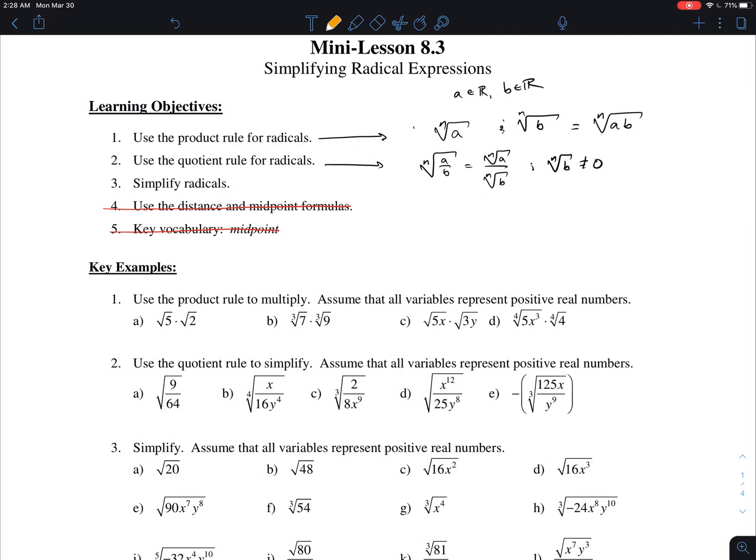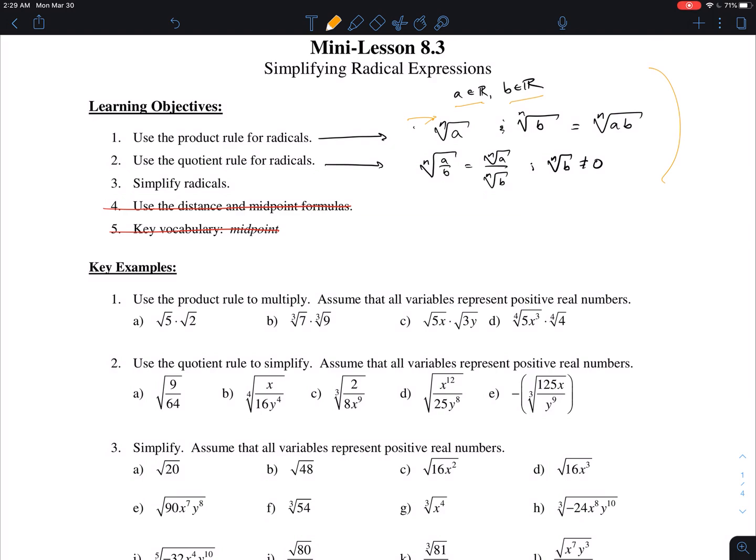But just some notes up here in the corner where you see the orange marking. Remember, A is an element of the reals, B is an element of the reals, which means that either one of those numbers can be any number. So the product rule says that if I have any nth root and another nth root, and the two numbers are different, I can multiply them together.